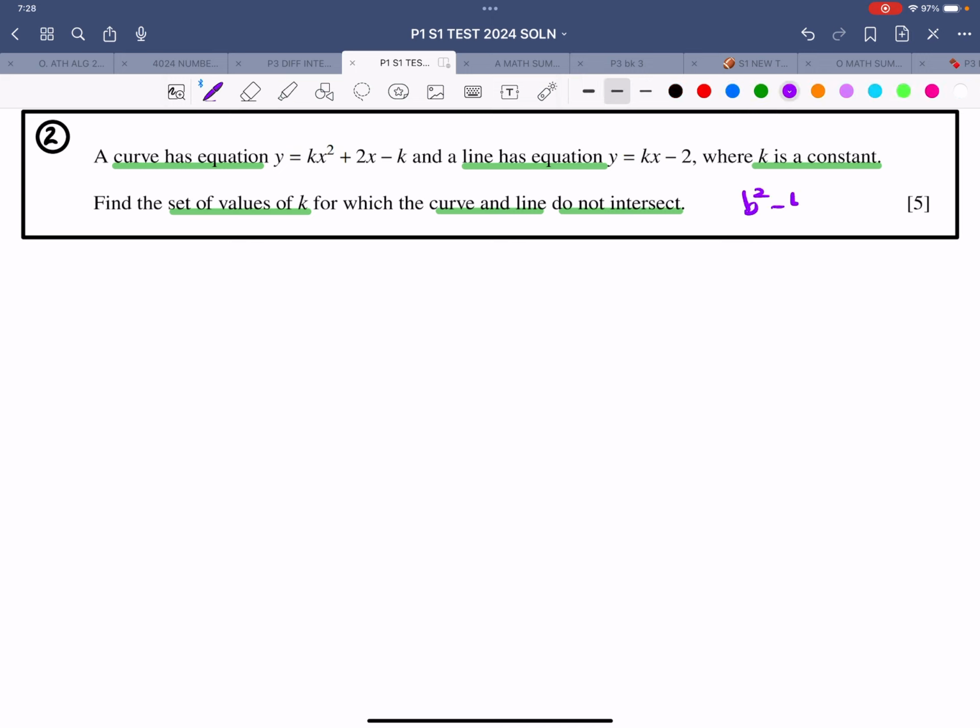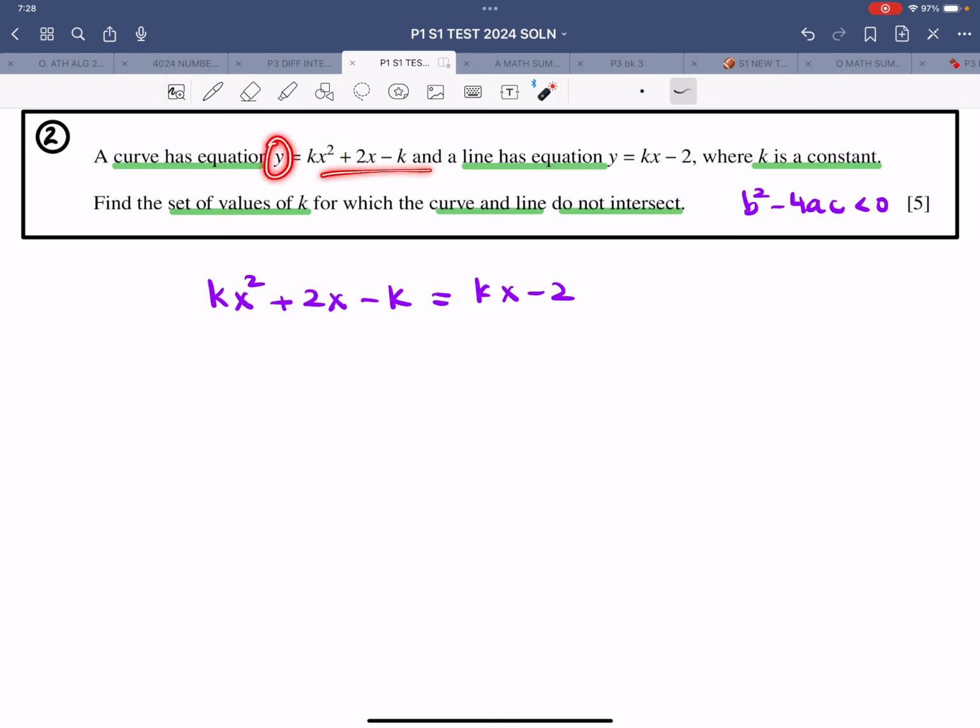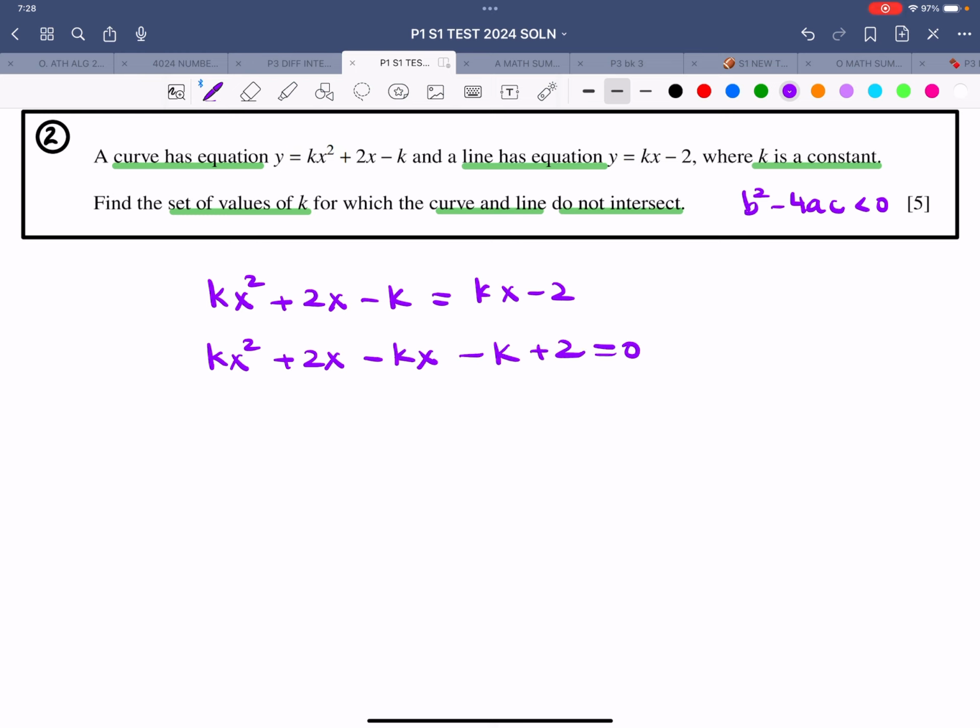b squared minus 4ac should be less than 0. That is the condition that is applicable over here. So now what needs to be done? We have to make a single equation. kx squared plus 2x minus k equals kx minus 2. They both were equal to y, so we equate this and make one single equation. Therefore, kx squared plus 2x minus kx minus k plus 2 equals 0.